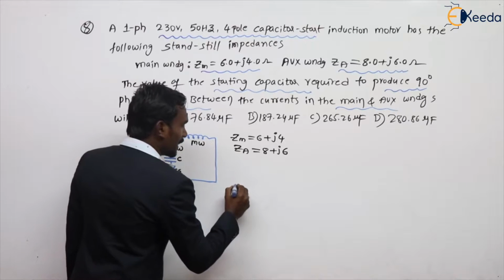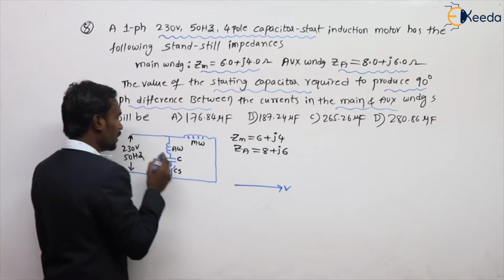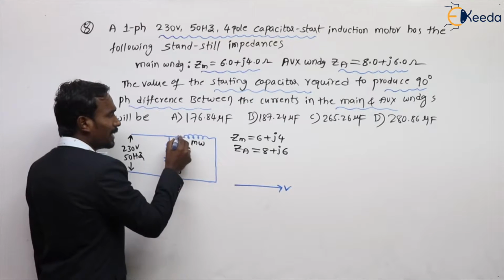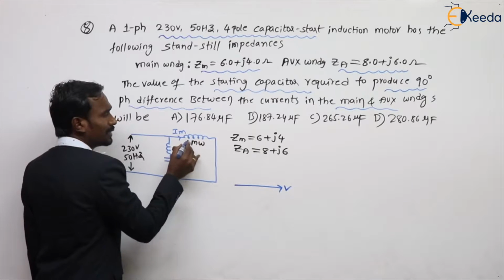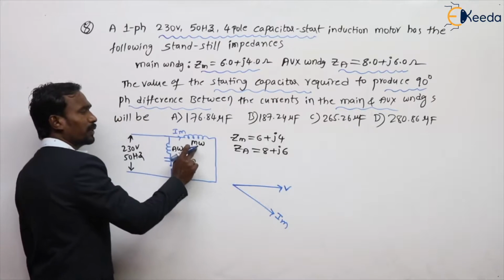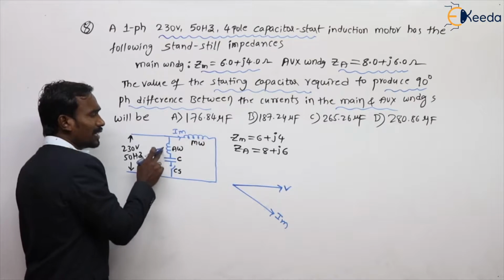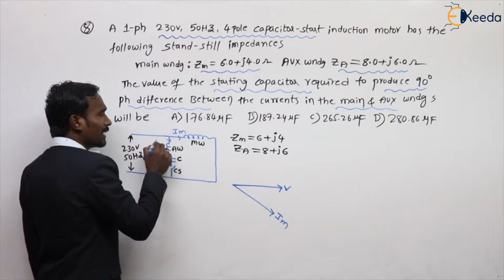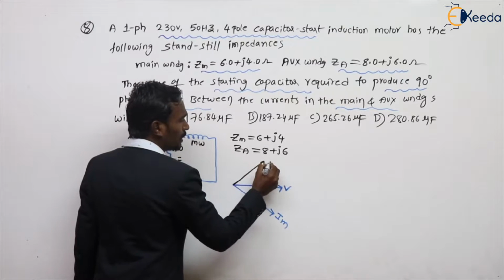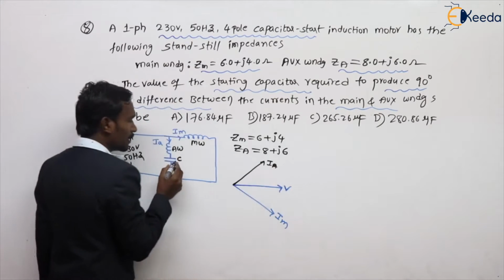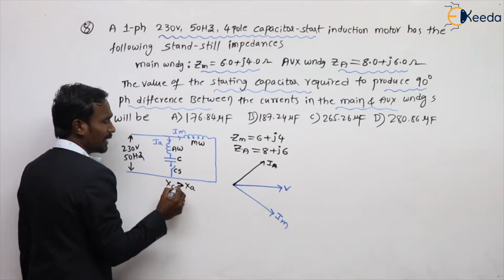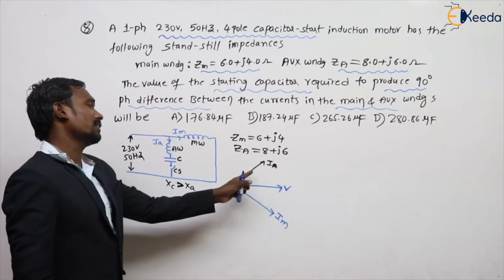Now check the vector diagram for this. This is voltage V. This V is common for both because these are in parallel. Here the current is Im. This Im is lagging the voltage because it is a pure inductor. And this is the auxiliary winding current Ia. This Ia is leading the voltage because this is a capacitor. XC is greater than XA, so here this is a leading load.